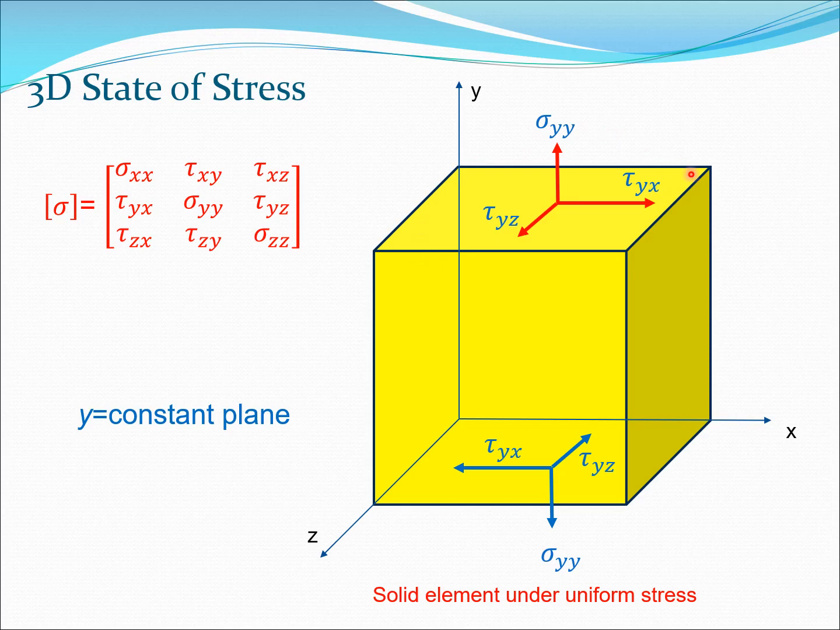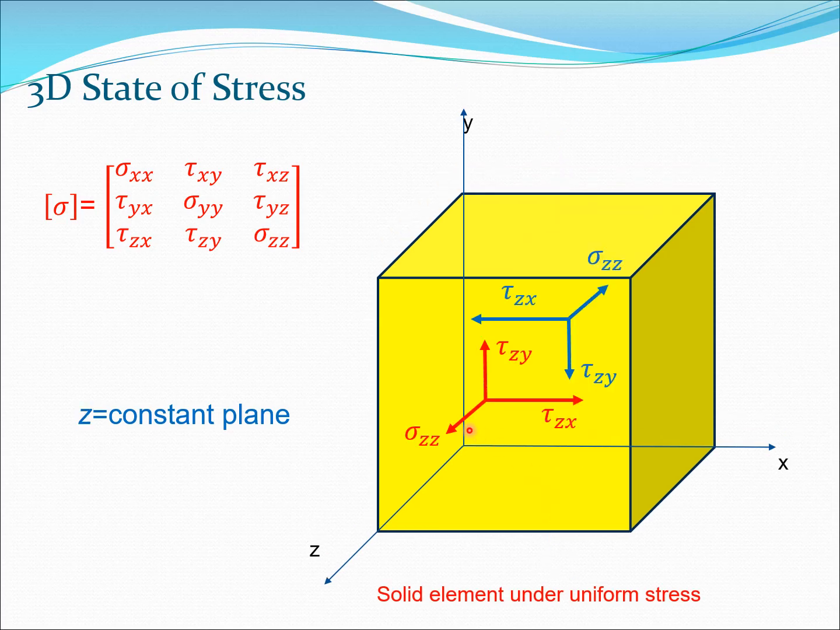Now again, this is in the y equals constant plane. This is pointing to the x direction. This is pointing to the z direction. And on the reverse side, you have the shear stresses flipped in the reverse direction again to maintain the equilibrium condition here.